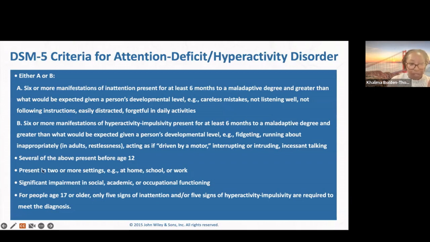And I want to highlight this. It has got to be present in 2 or more settings. This can't be he's hyperactive at school. It cannot be that. Because if he's calm at home, that's school. That's not an ADHD thing. That's a school issue. What's wrong with that environment? Or he's bouncing off the walls at home. He's an angel in school. All right. Those are environmental issues. Let's figure that out. So if someone's not in school, it's got to be occupational. There's got to be 2 or more contextual settings in which these symptoms are displayed.